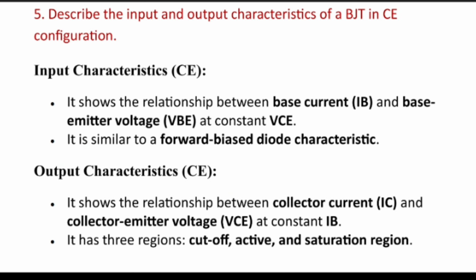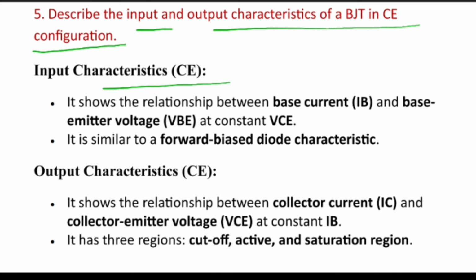Next question, describe the input and output characteristics of BJT in CE configuration. Coming to the input characteristics of CE, it shows the relation between base current and base-emitter voltage at constant VCE voltage, and it is similar to the forward bias diode characteristic.